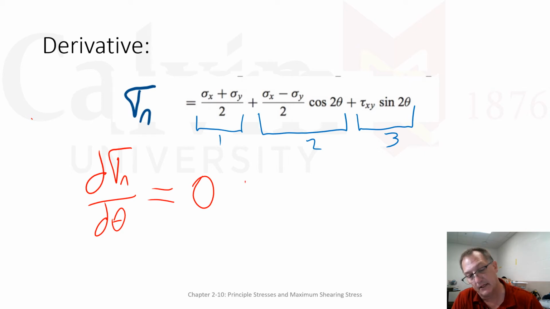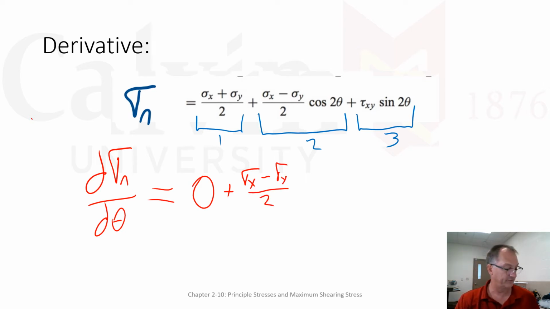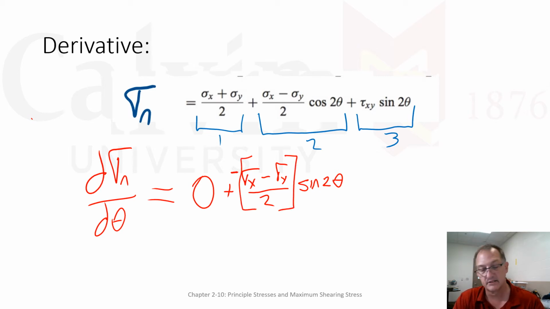So it is going to be plus sigma x minus sigma y over 2 times, what's the derivative of cosine of 2 theta? Well, here's where chain rule comes in. It's sine 2 theta, but I've got to have a negative because the derivative of cosine is minus sine. So I put that out front. And then I've got to have a 2 also because I have to take the derivative of the inside. That's chain rule. So really that 2 and that 2 cross out. They cancel, to use math parlance. Okay, so I got that one.